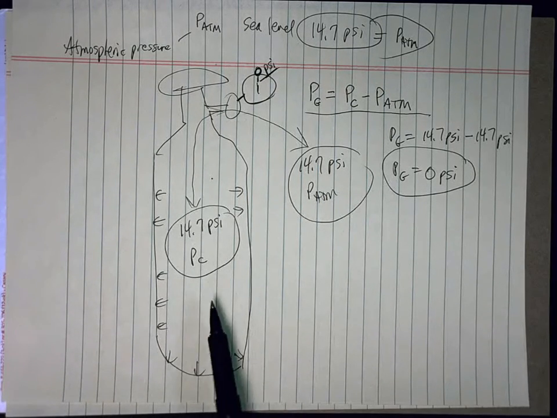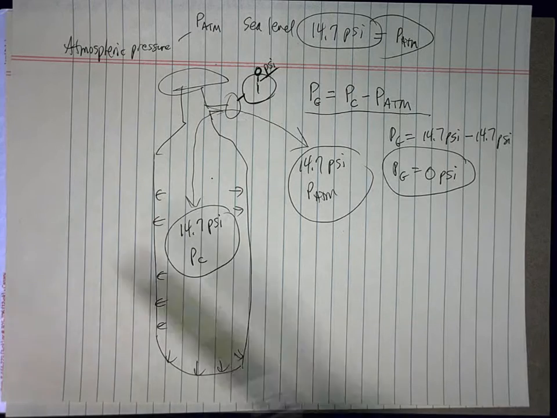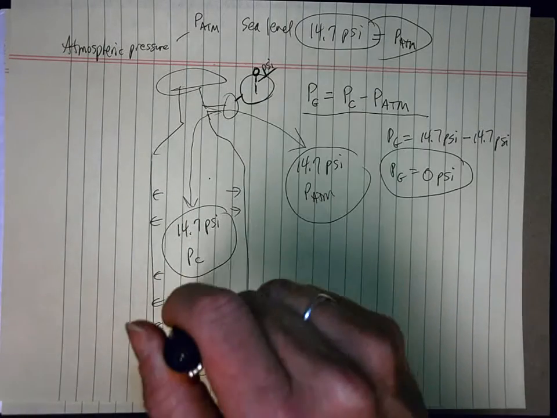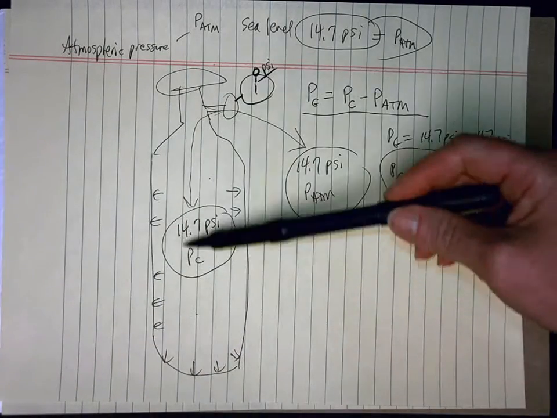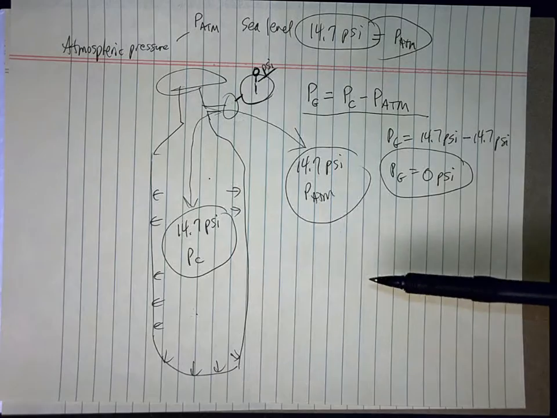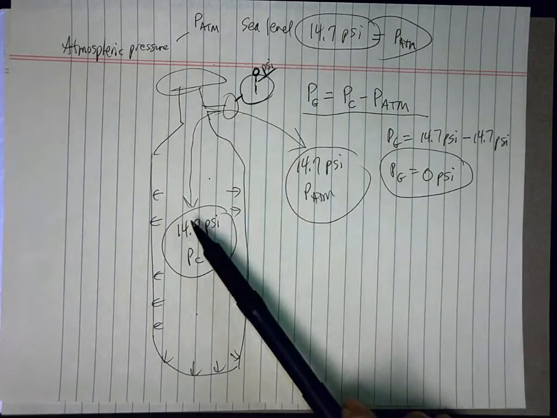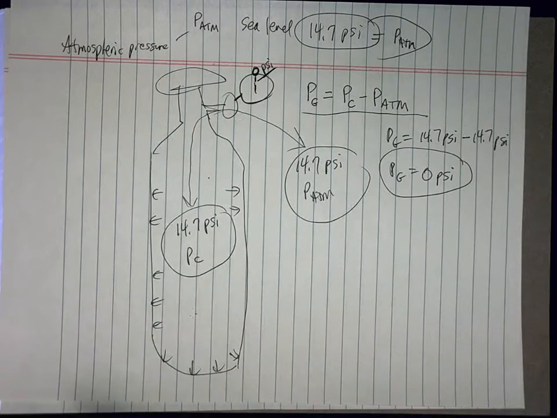So let's say your scuba tank is empty. You breathed all the air out. If you actually emptied all the air out, you'd have a vacuum. If you actually had a pressure in here of 0, you'd have to pull a vacuum on it. So 0 psi doesn't mean there's nothing in there. It means the pressure in there is equal to the pressure outside.